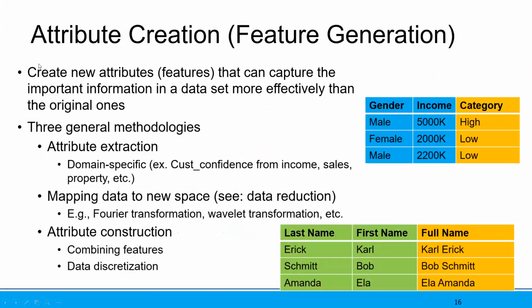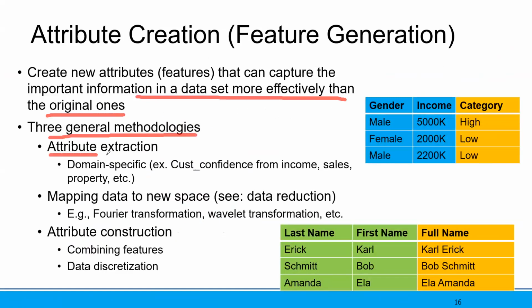The other way to do dimensional reduction is to create more attributes. Create new attributes or features that can capture the important information in the dataset more effectively than the original ones. So there are 3 general methodologies.